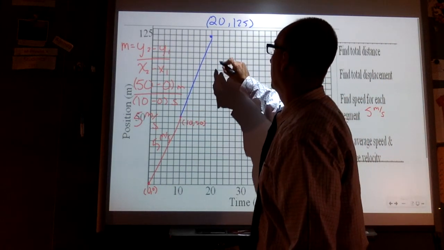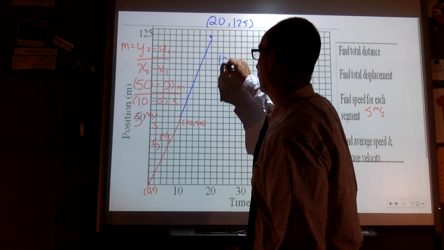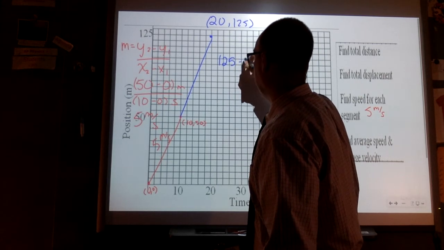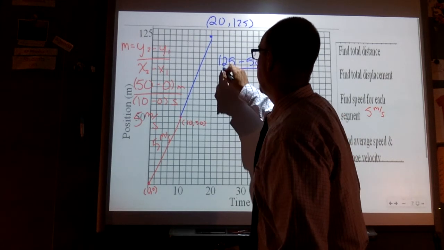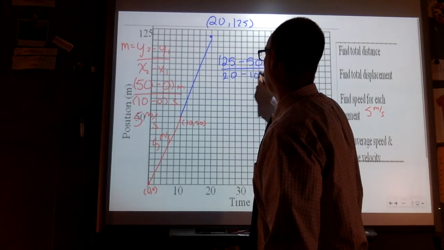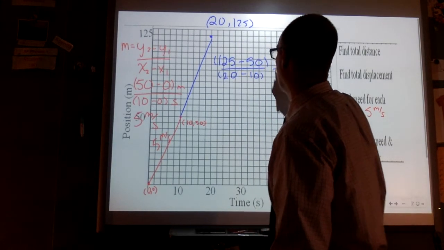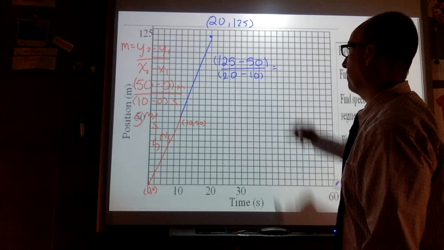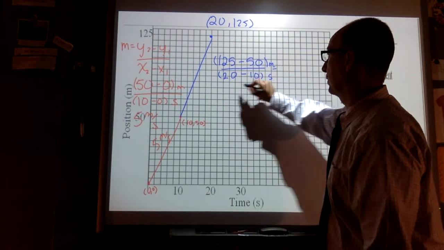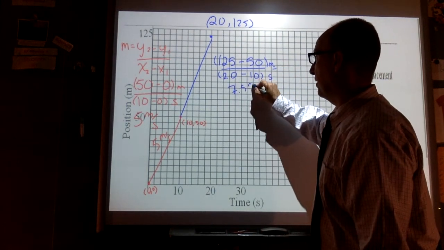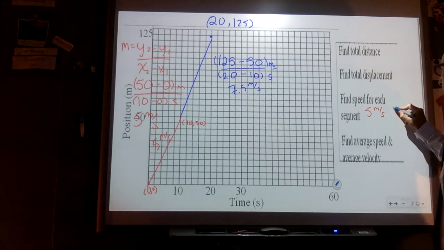Now, if I want to find out how fast he is in this segment, again, I need to find the slope. And so I'm going to do y2, which is 125, minus 50 over 20 minus 10. And this is going to give me 7.5 meters per second.